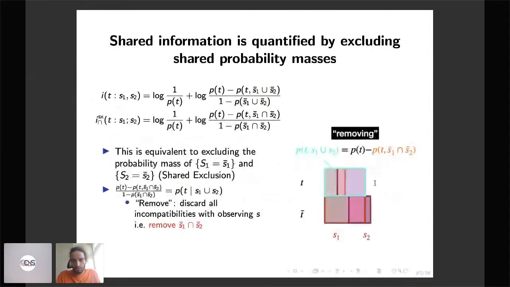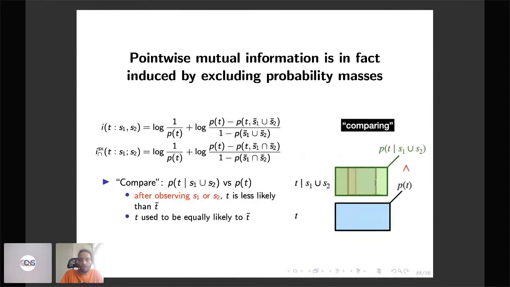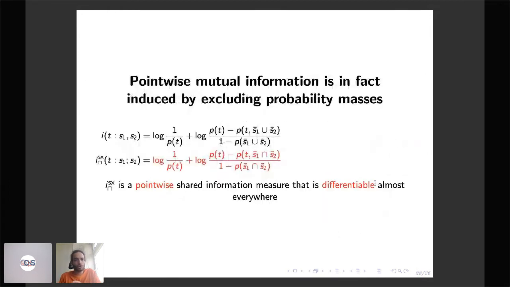And so I remove that, I rescale my probability space by what I have removed, and then same thing, I compare. And if after comparing T is less likely, if still when I saw either low atmospheric pressure or a high temperature, I'm less likely to have sunny weather, then having this statement did not give me any informative role. It actually played a negative role in predicting T. And so what we have established right now is a pointwise shared information, which is differentiable almost everywhere. This is how we define the shared information here.